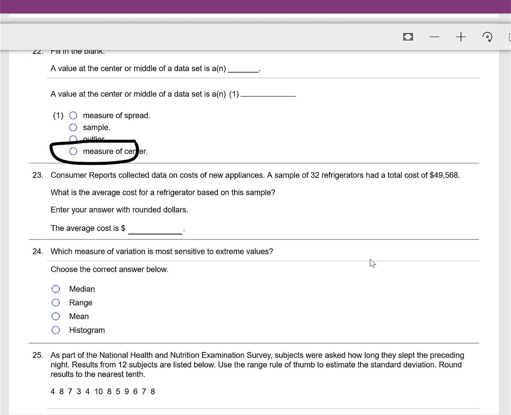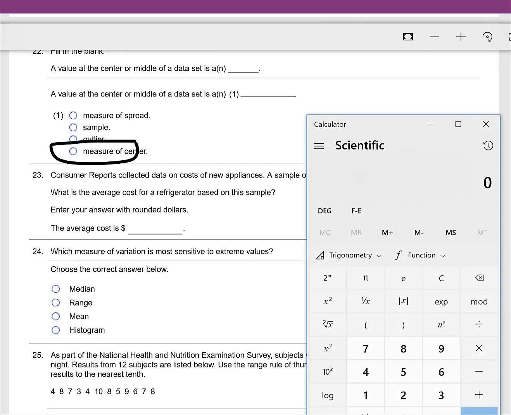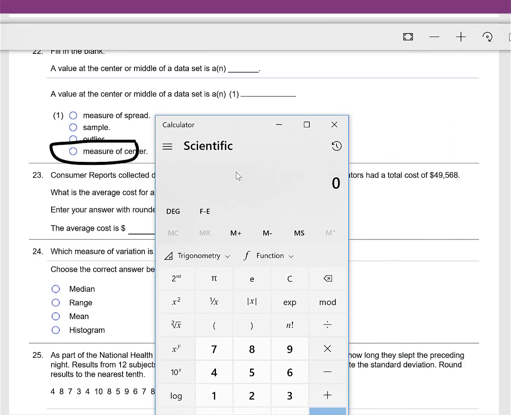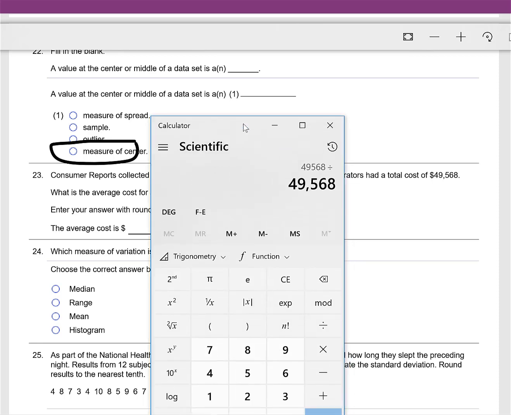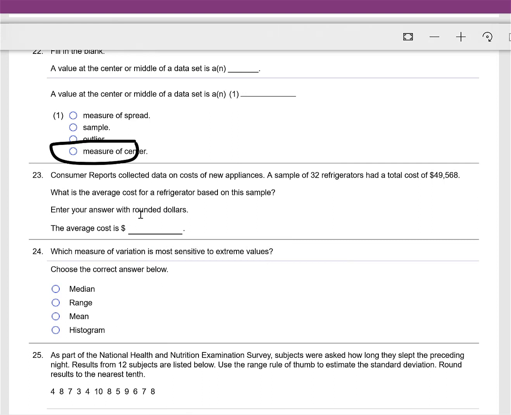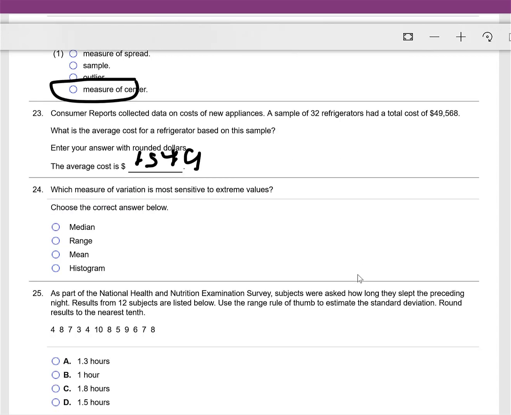Consumer Reports collects data on the cost of new appliances. A sample of 32 refrigerators has a total cost of $49,568. What is the average cost? So the average cost is going to be, and I found my calculator there. So what we can do here is take that cost, the $49,568, and divide by the number of refrigerators, which was 32, and we get an average cost of $15.49. So $15.49. So you're going to do a little calculation on your calculator, but you're really not going to need to use StatCrunch for any of these problems.